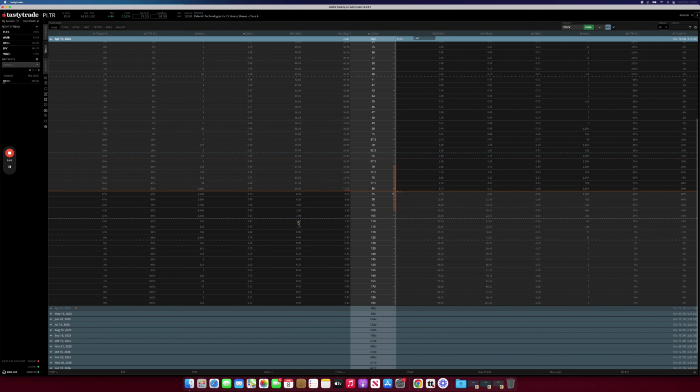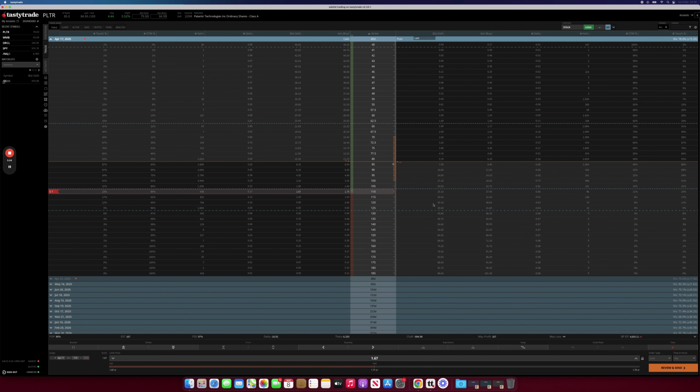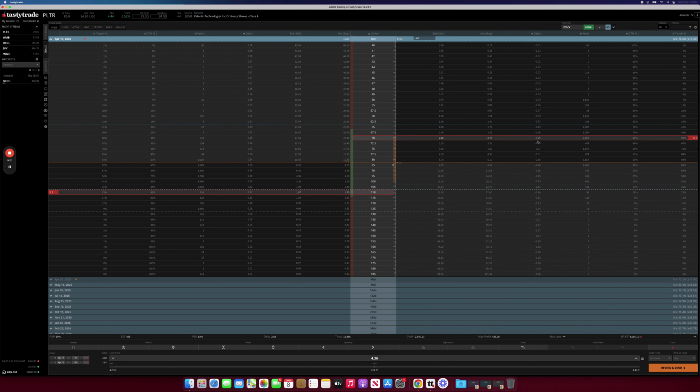So we've got a 17 delta here at the 110 strike. We're going to sell that. And we have a 16 delta here at the 67.5 strike. Or we also could go to the 70 strike if you wanted to. That's got a 19 delta. Either one will be fine. We'll just go with the 19 delta here at the 70 strike.